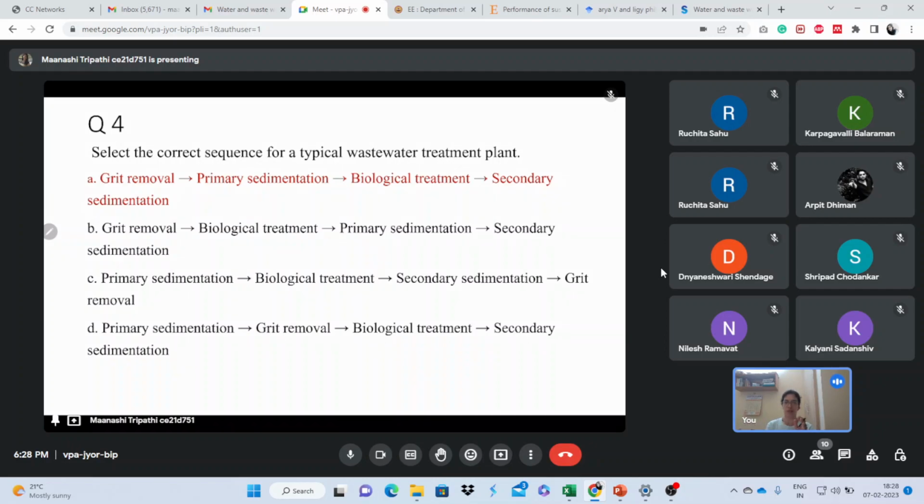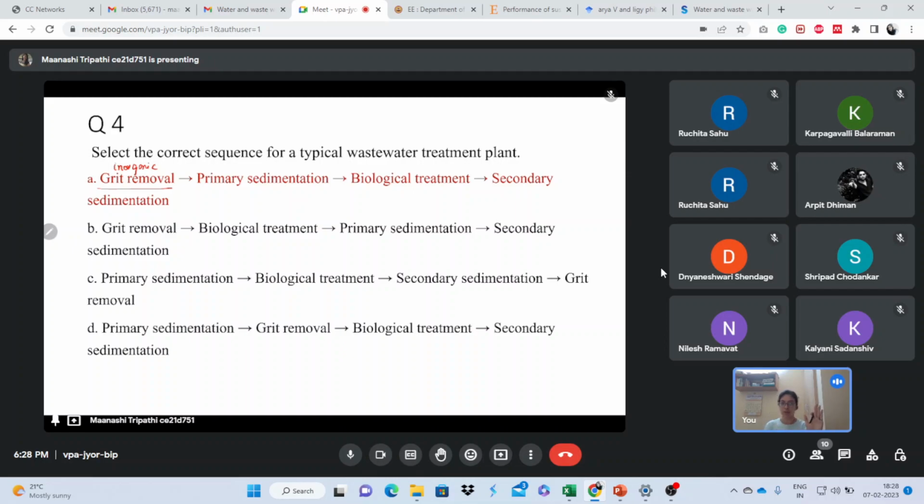Let's remove it first. So how can this sand be removed? It is very heavy. You can see in this bottle, it is settling down at the bottom, so it means it is heavy. First of all, we will remove this sand. This can be done in the grit removal, meaning the grit chamber. Here we can remove inorganic particles, meaning sand, mud, these things.